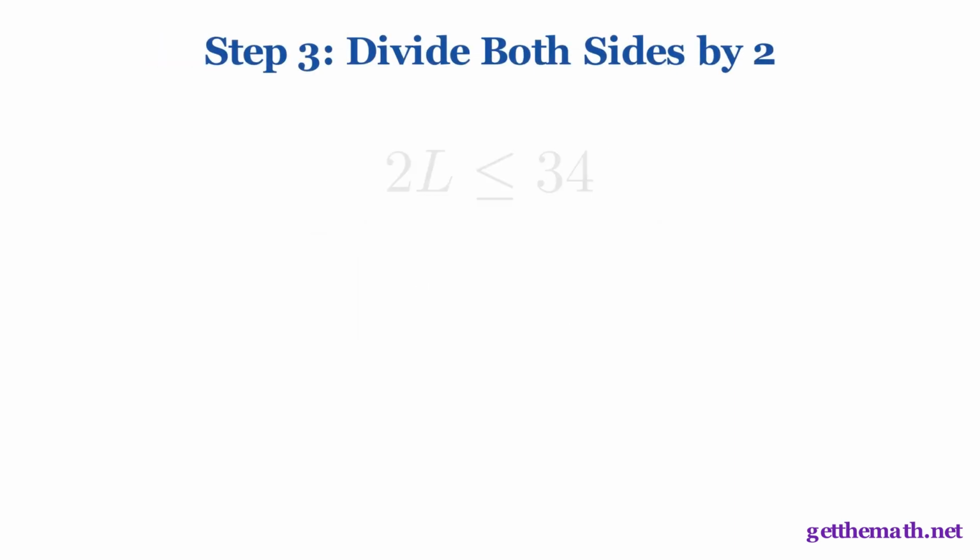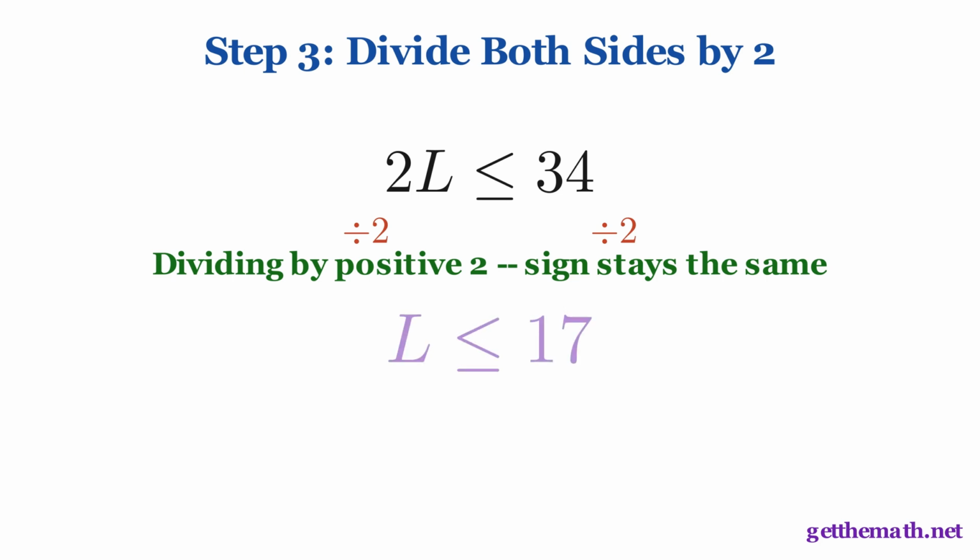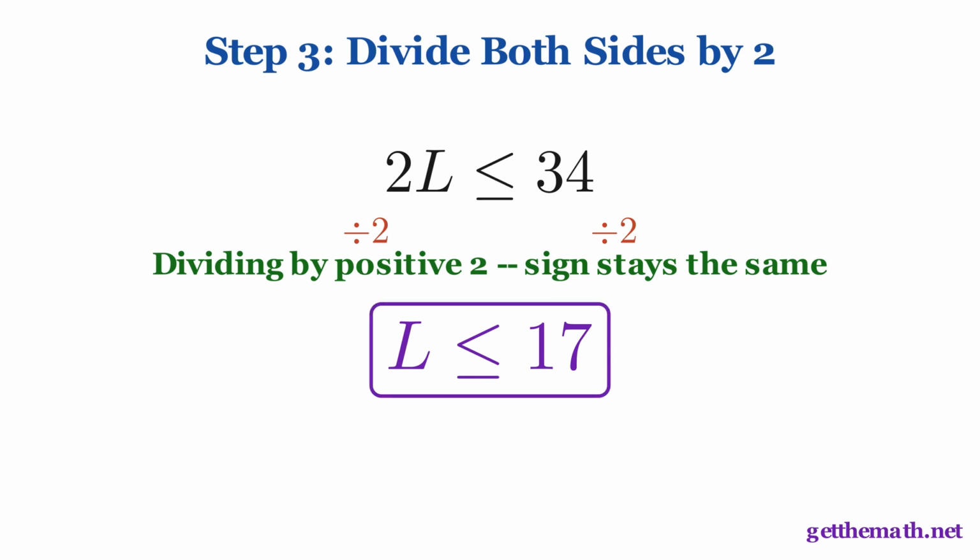Step 3. Divide both sides by 2. Since we are dividing by a positive number, the inequality sign stays the same. 2L divided by 2 is L. 34 divided by 2 is 17. So we get L is less than or equal to 17.